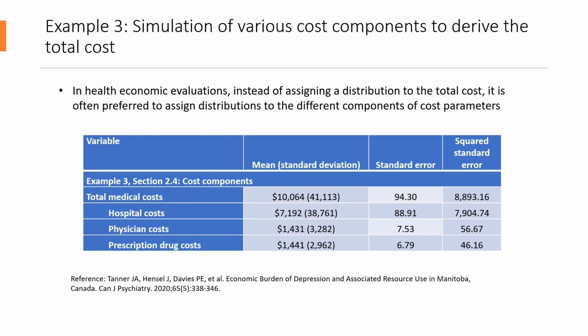In economic evaluations, instead of assigning a distribution to the total cost, we often prefer to assign distributions to the different components of cost parameters. In this way, we can understand how the different cost components contribute to the economic results. The squared standard error of the total medical costs was greater than the sum of the squared standard errors of hospital costs, physician costs, and prescription drug costs, suggesting that correlations existed among the three cost components.